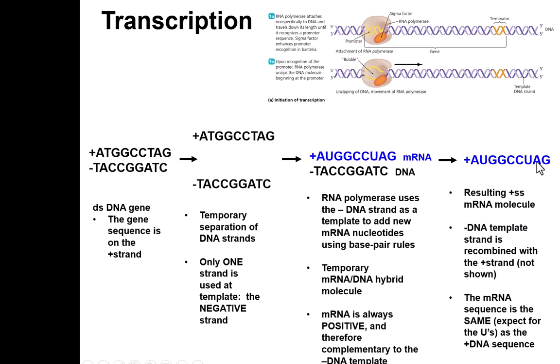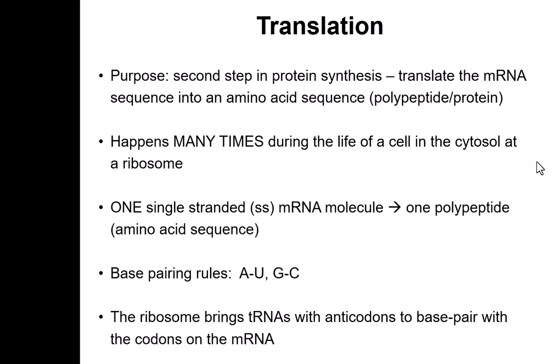But what is the next step? Translation. We're not done. We need to turn that message into an amino acid sequence, which is the purpose of translation. It's the second step in protein synthesis. We're trying to translate the message on the messenger RNA into an amino acid sequence, which will be our polypeptide, which will be our protein. This will also happen many times during the life of the cell, and it's going to happen in the cytosol at a ribosome. Only one messenger RNA molecule is needed as our template, and the end result is a polypeptide or an amino acid sequence.